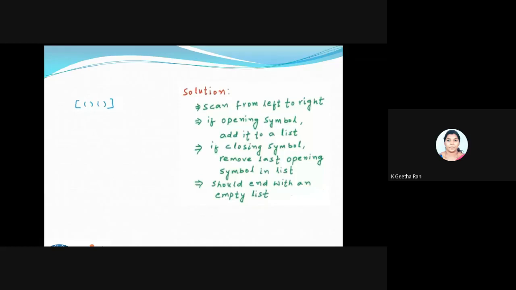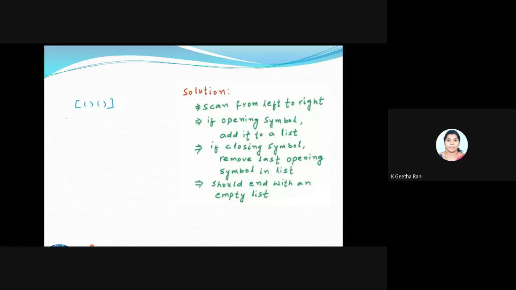So I have a solution for it. How to find it? The solution is that I always have to scan from left to right. If there is an opening symbol, add it to the list. If there is a closing symbol, remove the last opening symbol in the list, and it should end with an empty list. We will see how it goes on.